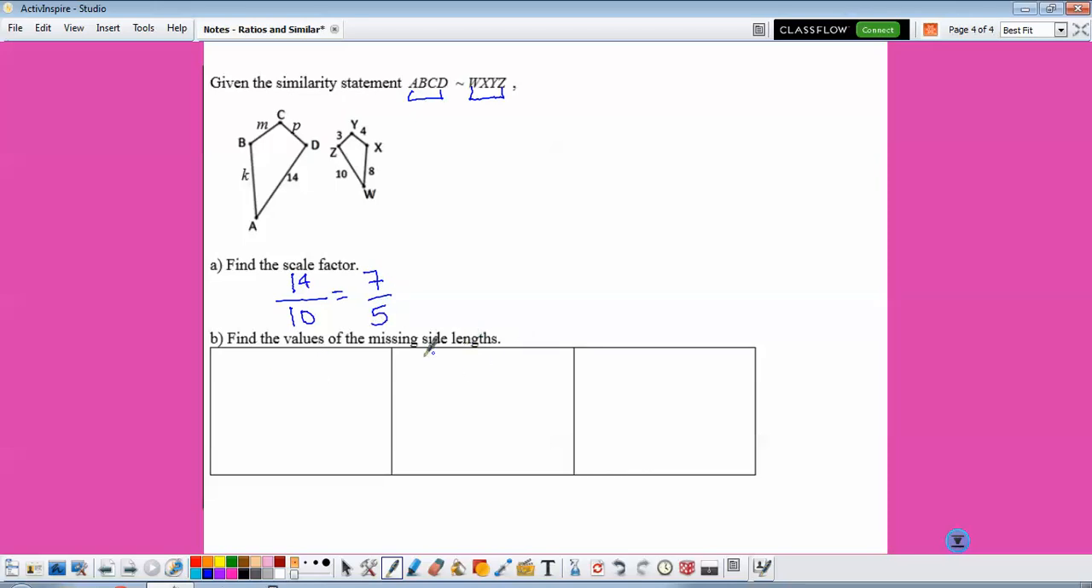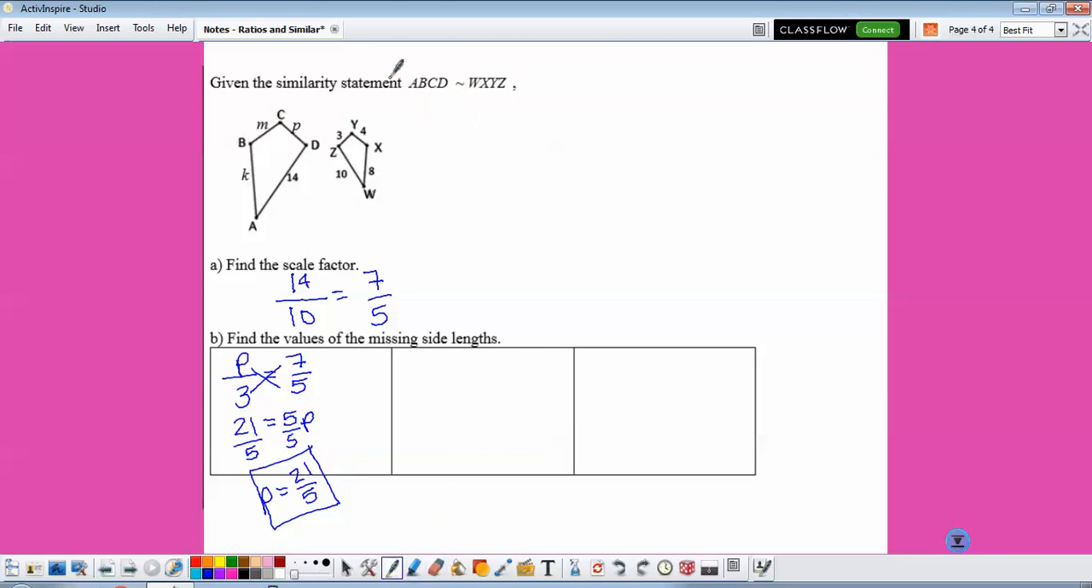Now we're going to find the missing side lengths. Let's start with P. That's CD. So CD would match up with YZ. So P over YZ, which is 3, has to come out to equal 7 over 5. Cross multiply. 3 times 7 is 21. P times 5 is 5P. Divide both sides by 5, and we get that P equals 21 fifths. We're going to set up the other ones the same way.